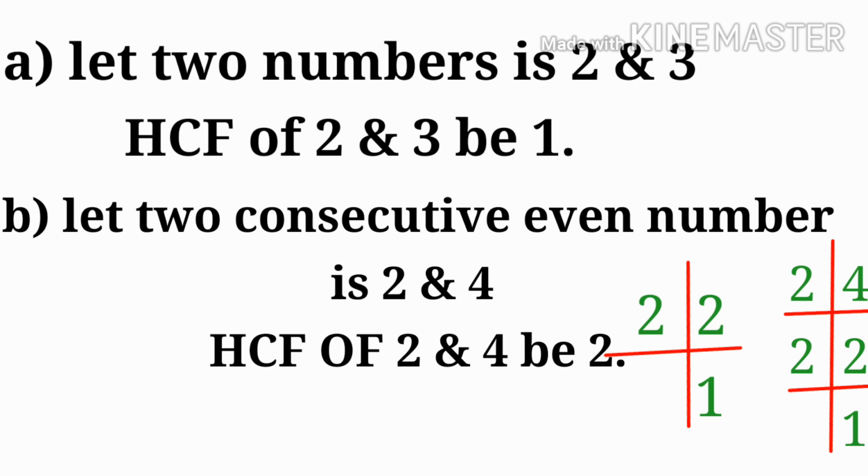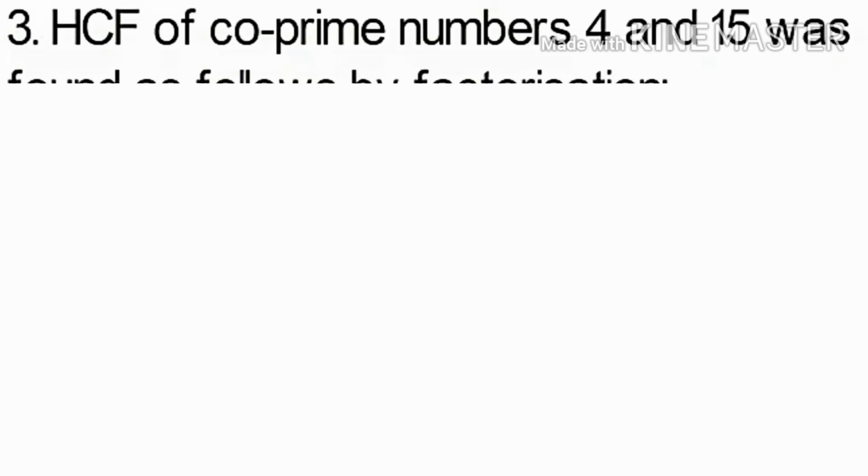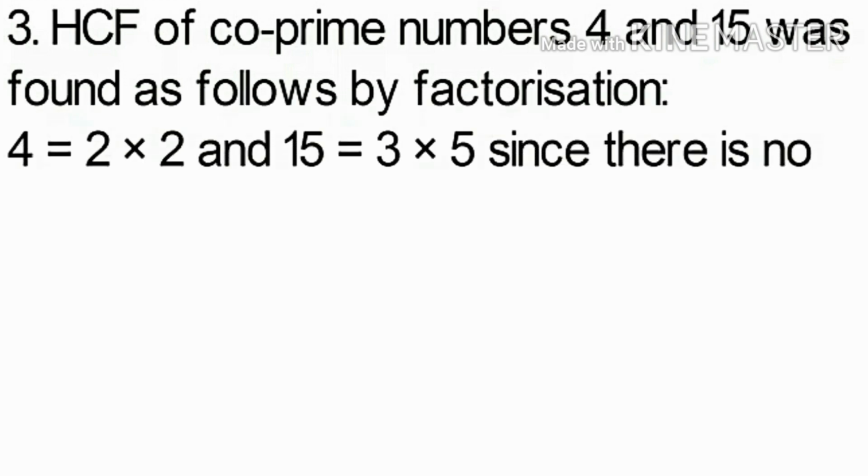And see, students, one more important thing: these three parts are a kind of property also. Of any two consecutive numbers, HCF would be 1 always. Any two consecutive even numbers, 2 always, and in the same way the same property applies. Okay students? Now question number 3, the last question we have.